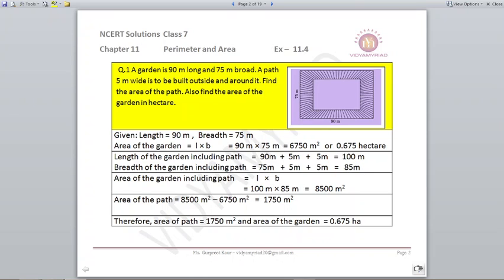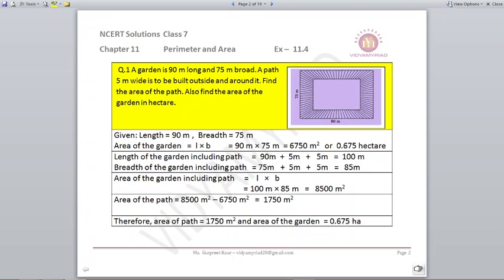Next, they are giving you the length of the garden including the path. It will be how much? That will be 90 plus 5 plus 5, because they are saying that there is a path 5 meters to be built outside it. So for outside we need to increase the length. We also need to increase the breadth by 5 meters plus 5 meters. Because the length will be up and down, it is increased, so 2 times I have to increase 5, and for the breadth also I have to increase 2 times 5, 75 plus 5 plus 5, which becomes 85, and the length becomes 100 meters.